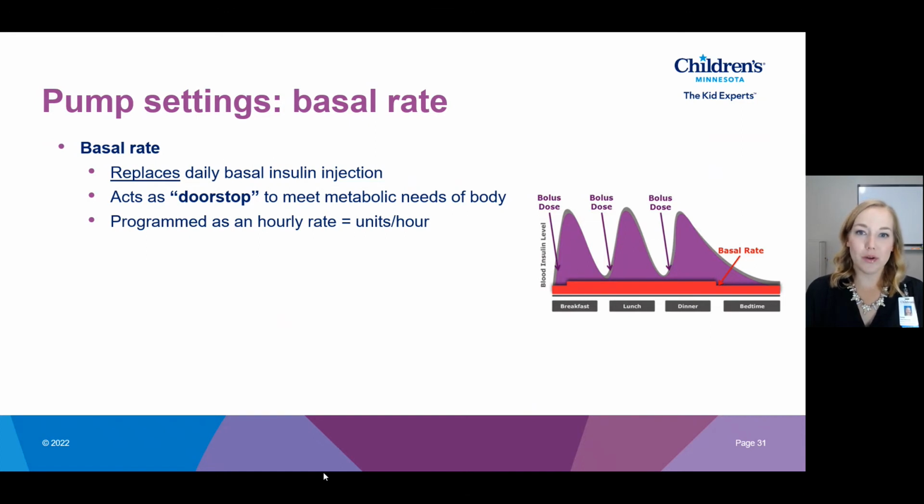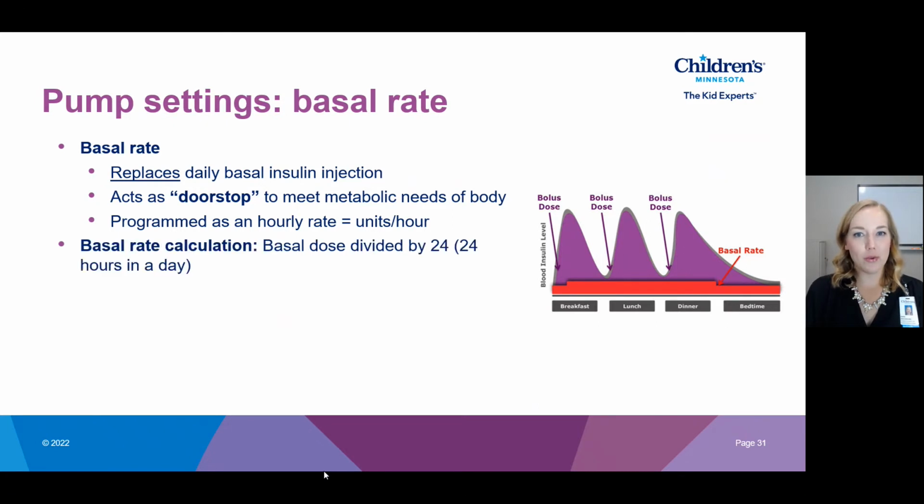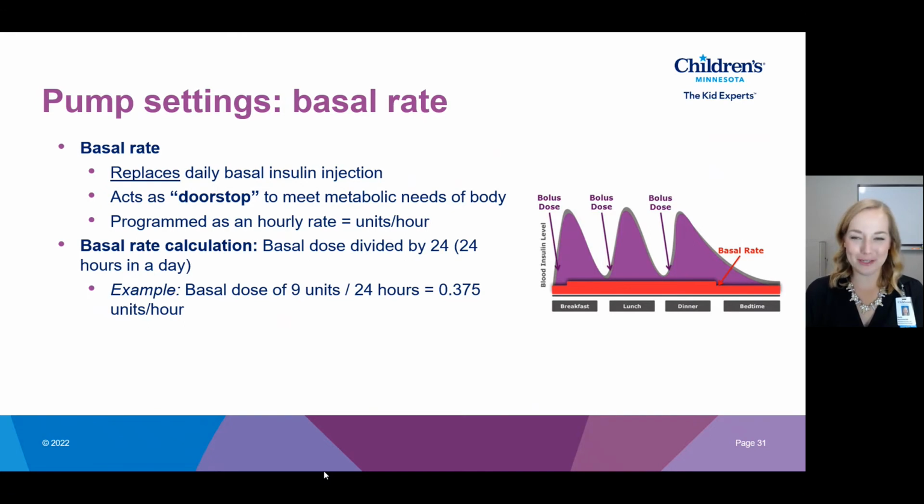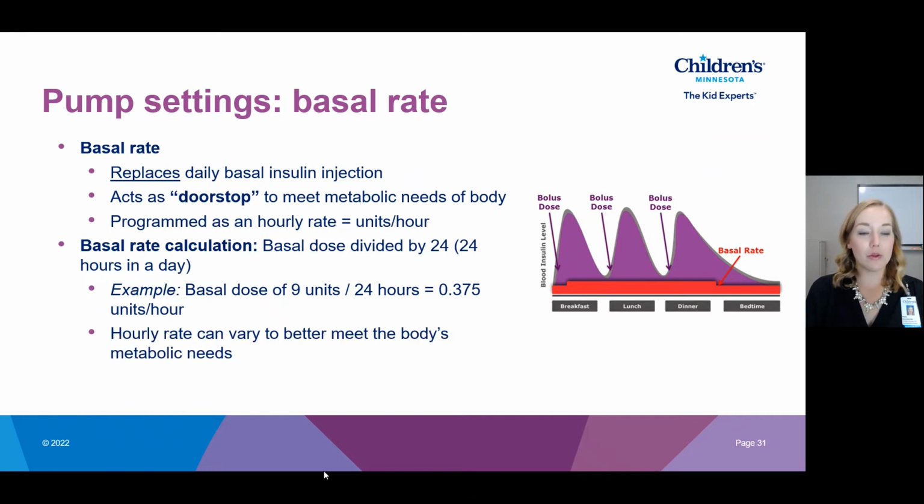On our pump, our basal rate is programmed as an hourly rate in units per hour. Now, how do we calculate this? It's actually easier than you'd think. You can take your current dose of your daily basal insulin and divide this by 24. You're simply dividing it by 24 hours of the day. So, for example, if you are currently taking 9 units of Lantus, Basaglar, Semglee, whatever you take, you can do 9 divided by 24. This comes to 0.375 units per hour.